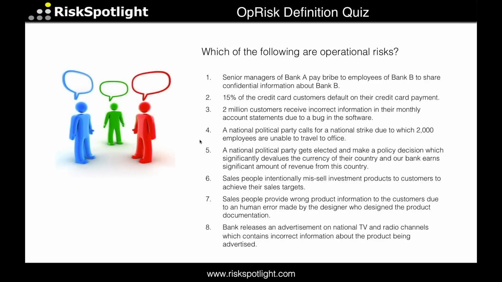And the last one, 8, is the bank releases an advertisement on national TV and radio channels which contains incorrect information. Yeah, so I think most of you are saying yes. Again, something has gone wrong in our process. Somebody should have approved those ads before they were released, so something has gone wrong in that approval process where we've ended up releasing ads with incorrect information.